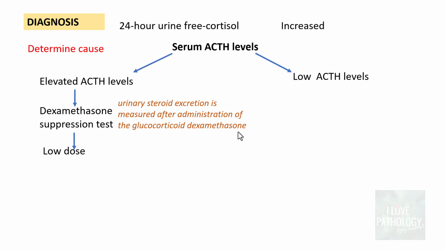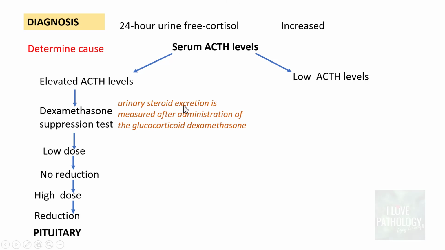Initially, a low dose of glucocorticoid is given, but there is no reduction in the urinary steroid excretion. Okay, but you're not sure now. Still, you're not sure whether it is because of pituitary or ectopic hormone production. Then you subject the patient to a high dose dexamethasone administration. If it is pituitary, the pituitary responds, and then there is reduction of urinary steroid excretion. Once there is a reduction after high dose dexamethasone administration, then you know that you are dealing with a case of pituitary cause. And if there is no reduction, then obviously it has to be ectopic ACTH secretion.